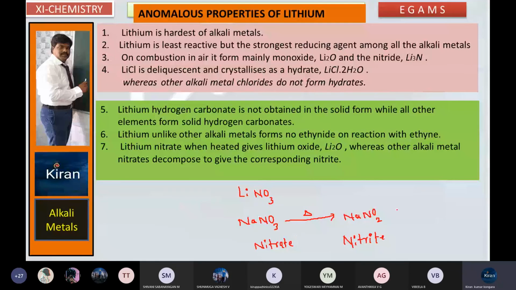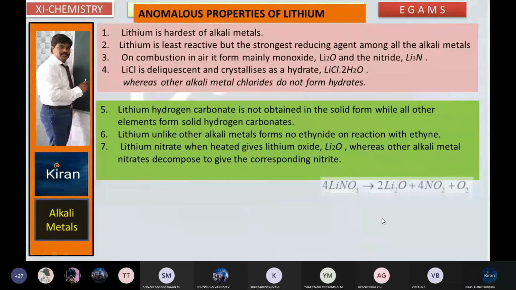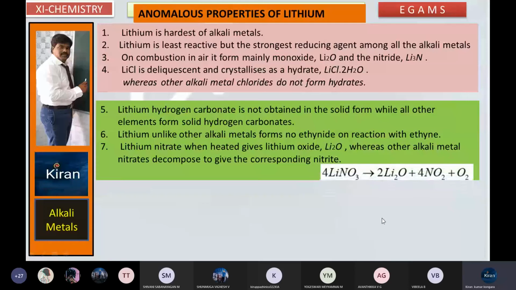Got it? In this way, lithium will not produce that. That is the point here. Lithium nitrate, when heated, gives lithium oxide only, Li2O. It will not produce nitrite, whereas other alkali metal nitrates decompose to give the corresponding nitrites. See here, corresponding nitrites. This is the equation. When lithium nitrate is heated, you get lithium oxide only.